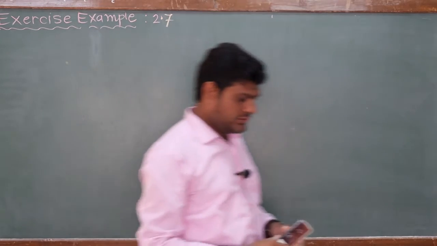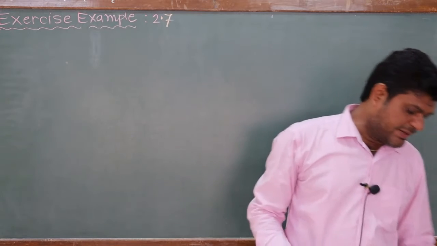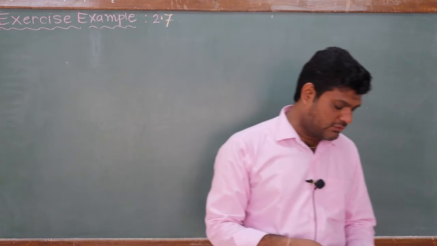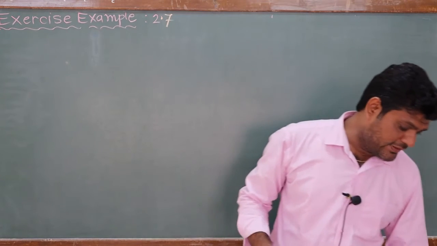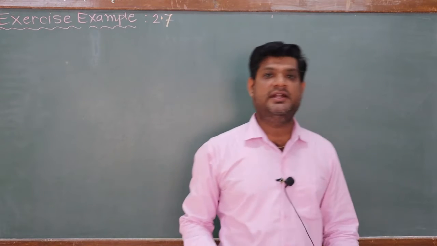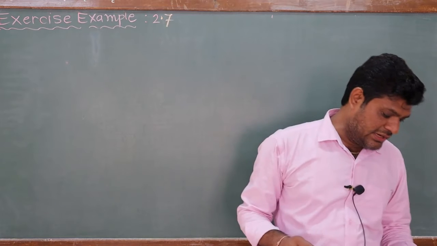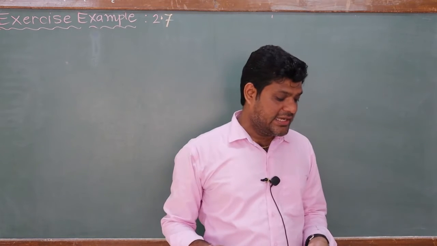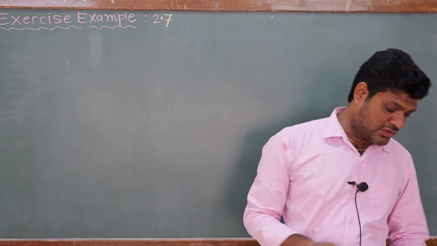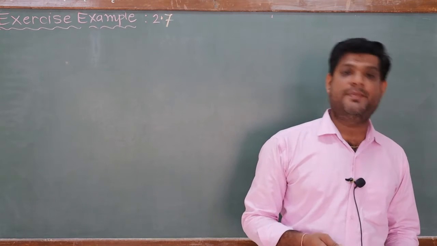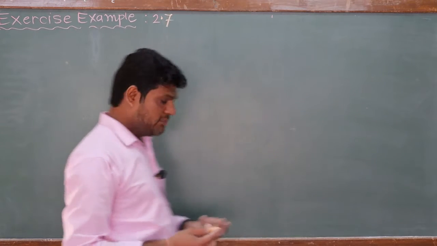Right? What is the question? 2.7. 3 capacitors, each of 2 picofarad, 3 picofarad and 4 picofarads are connected in parallel. The 3 capacitors are given 2, 3 and 4 picofarads and they are connected in parallel. First question, what is the total capacitance of the combination?